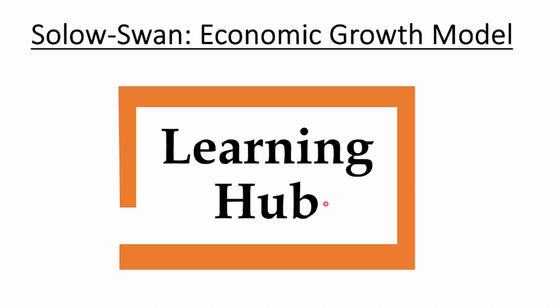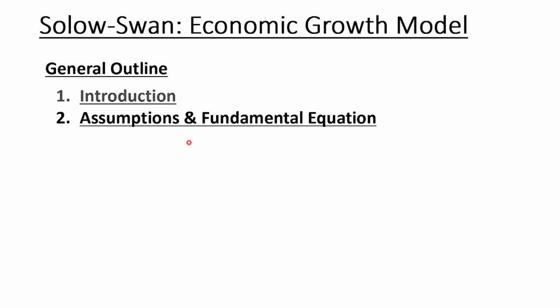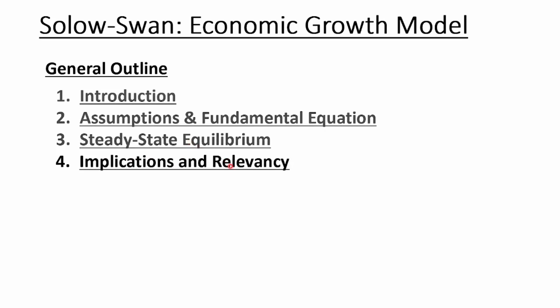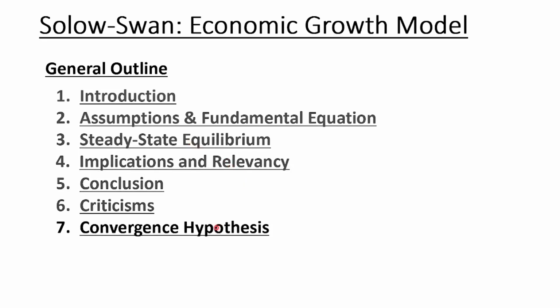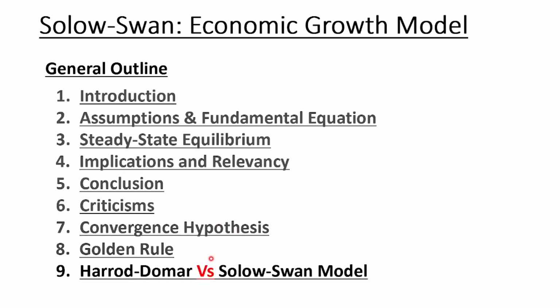Hello class, so in today's lecture we're going to talk about Solow-Swan, the economic growth model. So this is the general outline of this video: introduction, assumptions and fundamental equation, steady state equilibrium, implications and relevancy, conclusions, criticisms, convergence hypothesis. Under convergence we have absolute and conditional convergence, similarly the golden rule under Solow-Swan model, and last but not the least, difference between Harrod-Domar and Solow-Swan model.